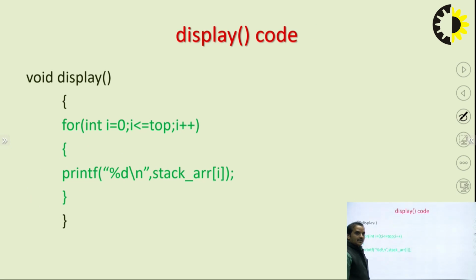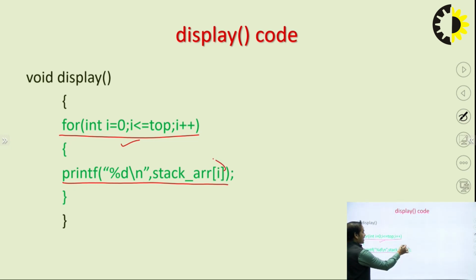This is the function which is used to display the content of the stack. We use a simple loop, int i equal to 0, i less than or equal to top, i plus plus. Then we use a simple printf function to print the content of array stack arr using this for loop.